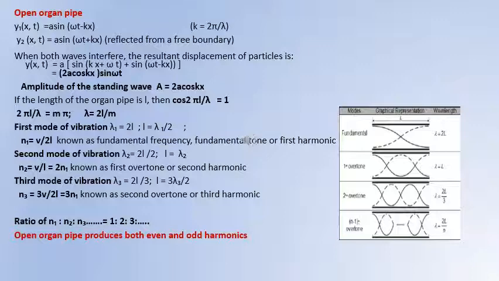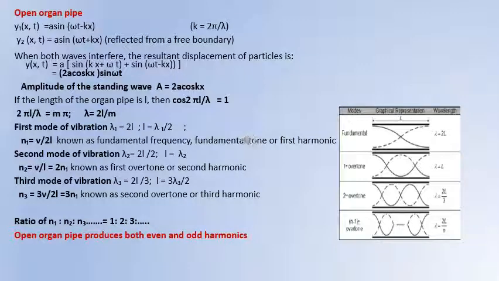For the third vibration mode, let us put m as 3, and we get lambda 3 as 2L by 3, and n3 is 3v upon 2L, which is 3 times n1. Comparing the frequencies, we get n1 is to n2 is to n3 as 1 is to 2 is to 3. So from here we can see that an open organ pipe produces both even and odd harmonics.